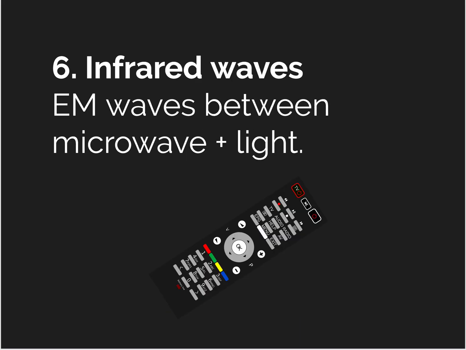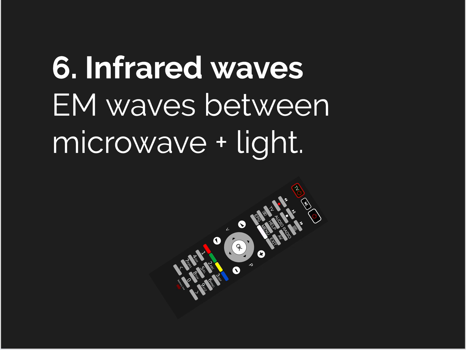Infrared waves, EM waves between microwaves and light. Your remote control oftentimes uses infrared waves. You'll see the little bulb that emits some kind of radiation. It's not radiation that causes cancer or anything like that. Don't confuse that. When we say radiation, that just means some type of electromagnetic energy given off.